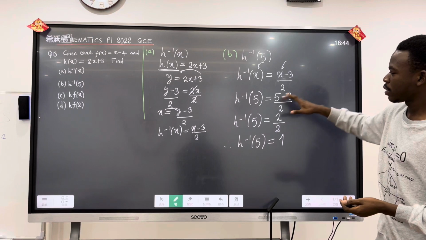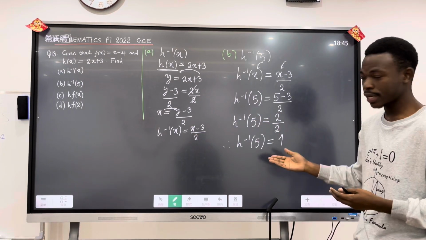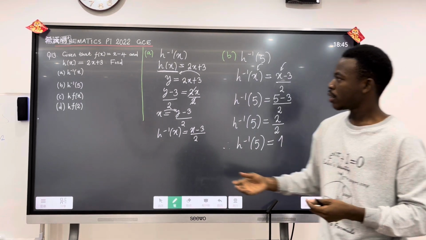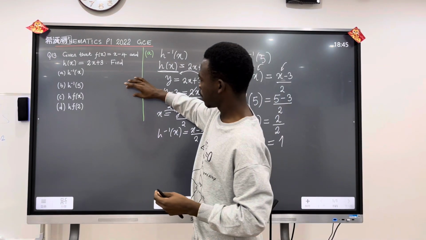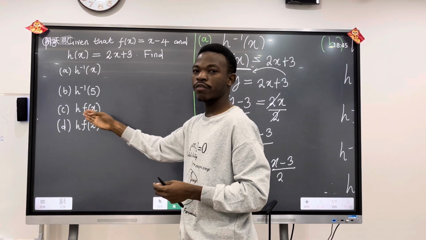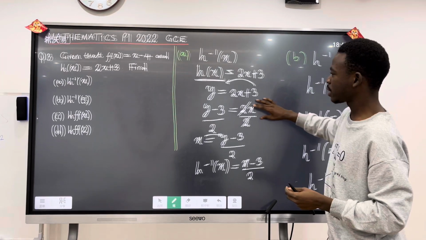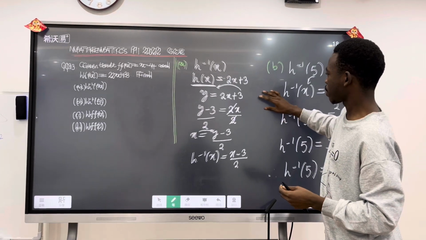You need to make sure that this was worked out in a proper way so that you don't make mistakes when it comes to the second part. So we now go to part C. See with me here, part C says h of f of x. h of f of x. So how do we get h of f of x?